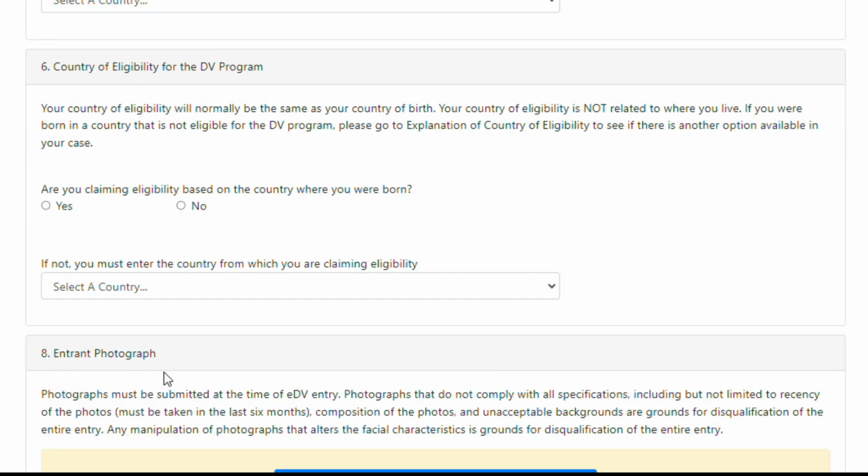And then we come to the entrant photography, and this one I've discussed in a recent video about the photo. So remember, the photo that you're using should meet the qualifications as specified on the dvprogram.state.gov website. And it does not matter what device you use to take that photo. You can use your phone if it has a good camera. You can go to a photo studio, so long as they meet the requirements.